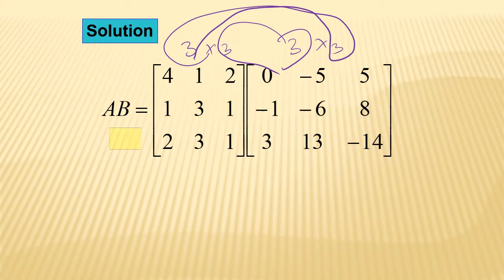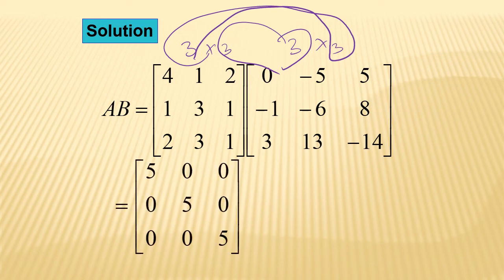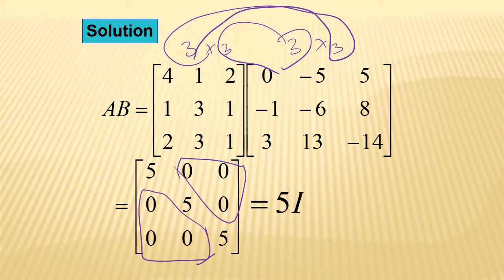So let's fast forward for this one. What is the result? We will get 5 0 0, 0 5 0, 0 0 5. So what is this matrix? Notice other elements from the leading diagonal are equal to 0. So we can call it a multiple of identity. How to find the identity? We just have to take out the constant, the multiple of the leading diagonal of 1. So it will be a multiple of 5, so it is 5I. So AB is equal to 5I, a multiple of I.